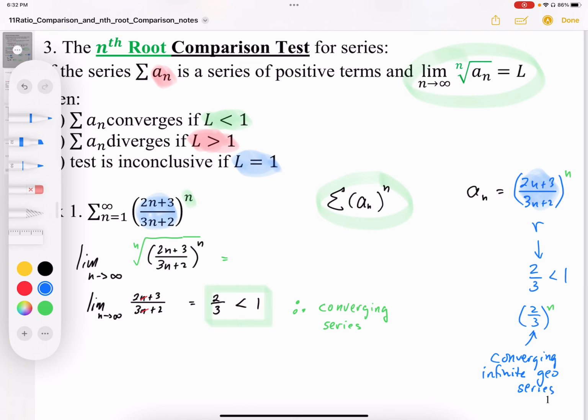Now, although it's not quite a geometric series because there are n's inside the base, we are really just concerned with what's happening at infinity. At infinity, those n's become not relevant, and we are really talking about a base that's going to behave like 2/3. If the base behaves like 2/3 at large values, it's going to behave like an infinite geometric series, and therefore it must converge because of that fact.